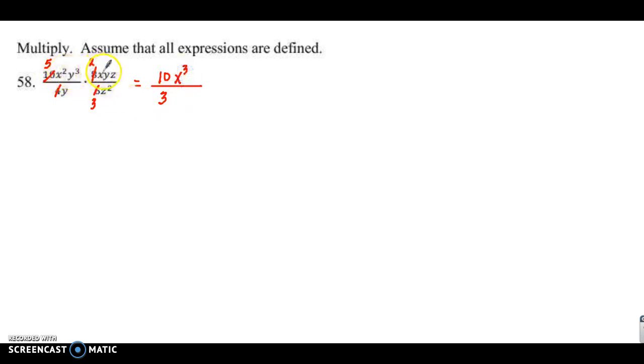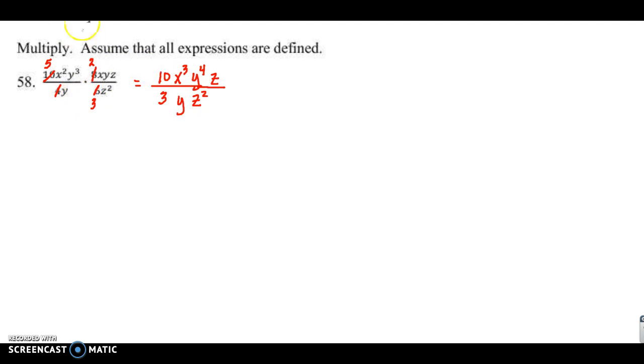2 plus 1 gives me 3. And then same thing with my y's. My y to the third and my y would give me a y to the fourth. And then I have a z on the top. On the bottom, I still have a 1y and I have a z squared.